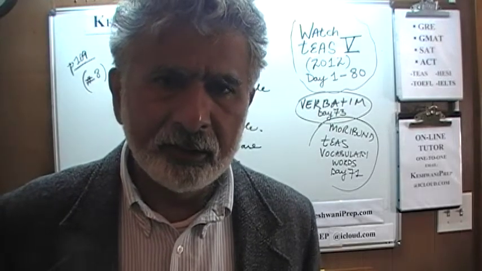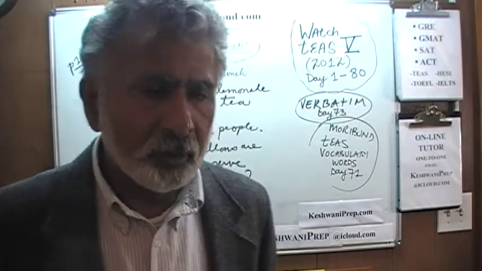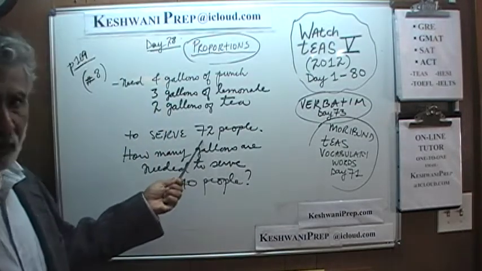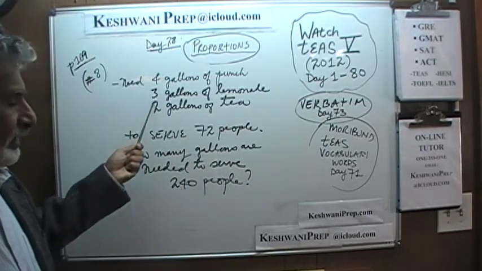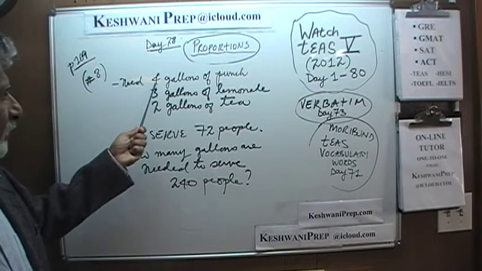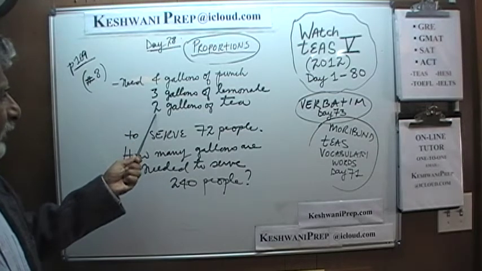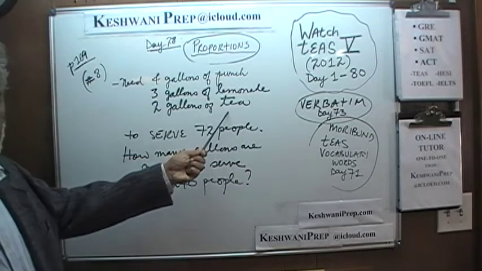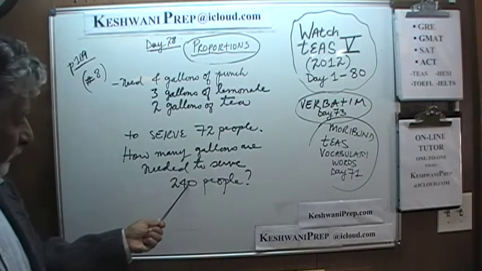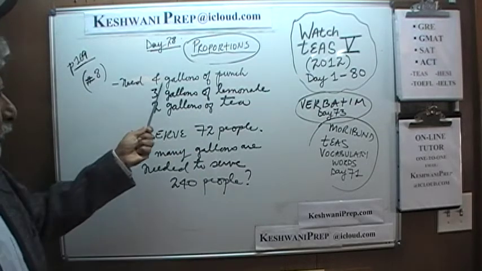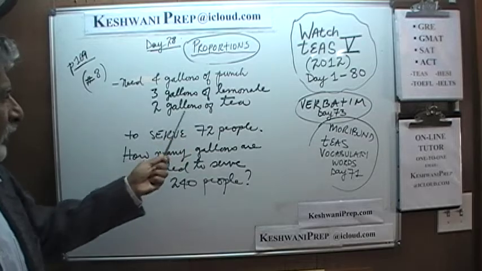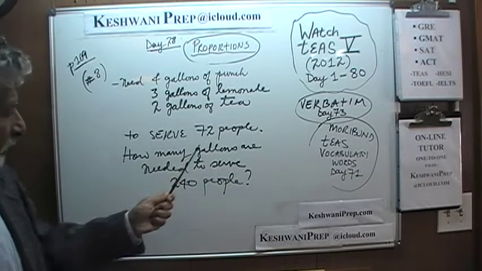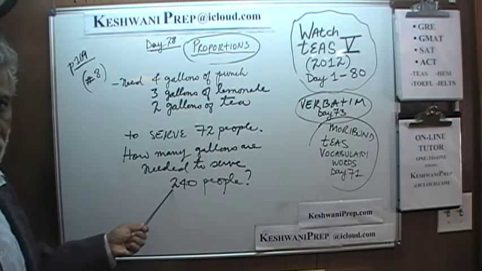And this lady, from her experience, knows that if she has to serve 72 people, she needs these beverages in the amount of 4 gallons of punch, 3 gallons of lemonade, and 2 gallons of tea. But she has to serve 240 people. So the question simply is, if we need 4 gallons of punch, 3 gallons of lemonade, and 2 gallons of tea to serve 72 people, how many gallons are needed to serve 240 people?